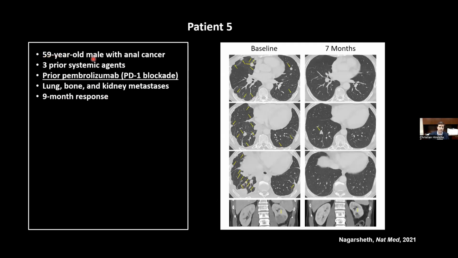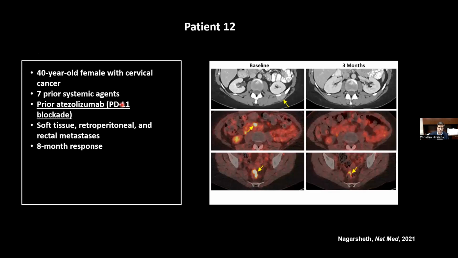This is a 59-year-old male with anal cancer. Importantly, he had been previously treated with a PD-1 T cell-based therapy. He had extensive disease. Only some of it fits on the slide. You can see in particular large bulky disease here right above his diaphragm, multiple tumors in his right lung, although he did have tumors in his left lung as well, this big tumor in his kidney. Almost all the disease in his chest completely went away, and this tumor in his kidney shrank considerably. He ended up with a 9-month response.